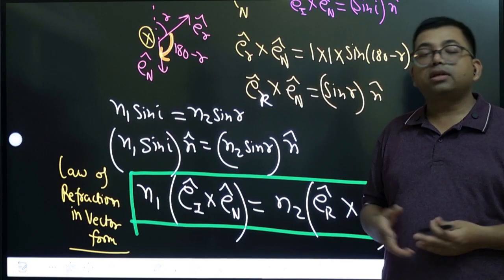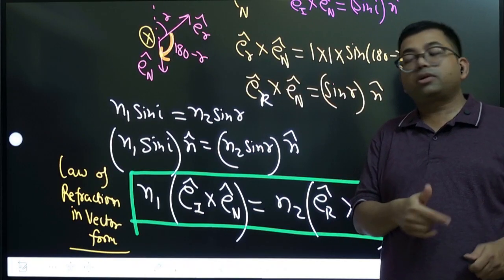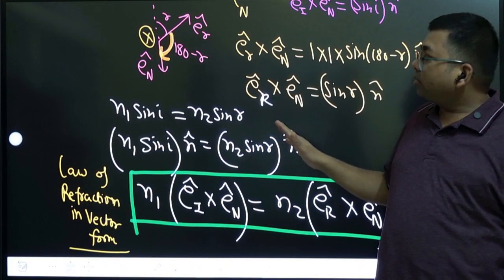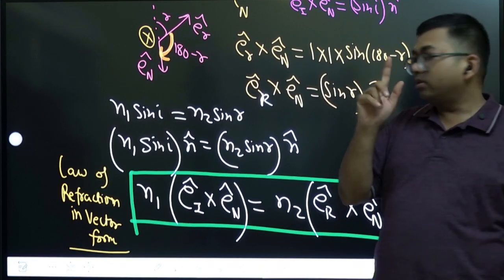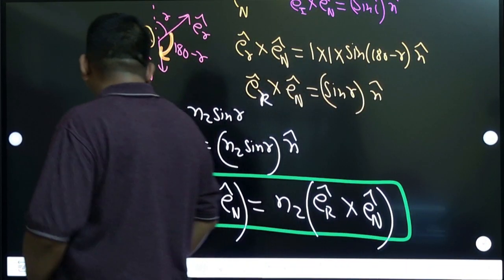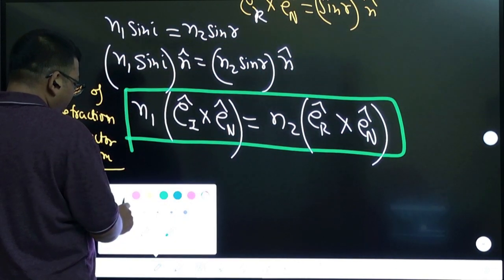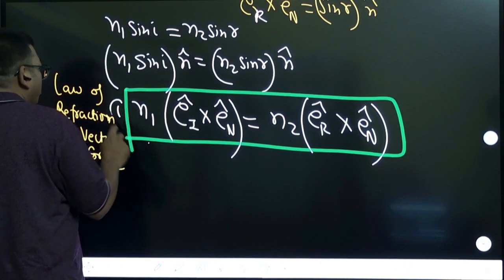Cos theta or cos i, cos r can be given. But cross you need to take, because when you take cross, all the three vectors are perpendicular. Note that this is important: all the three vectors are in the same plane. That you can also say. So this is the first form of the law of reflection.